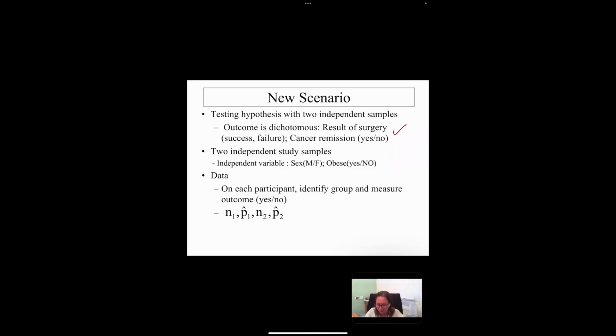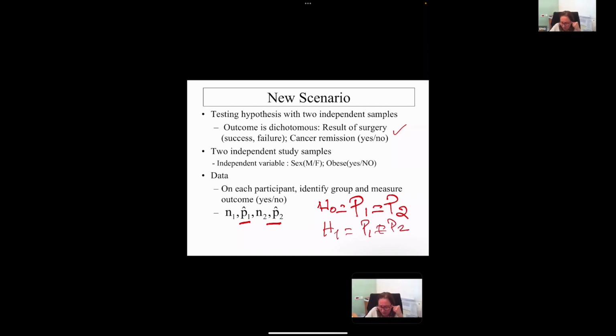Okay, so for each participant, I identify the group, measure the outcome, and what I will have is an N1, an N2, a P1, and a P2 for every sample. So again, my H0 would be P1 equals P2 in the population, and my H1 is P1 different than P2, or P1 greater than P2, or less than P2. These are called one-sided tests, and this is a two-sided test.